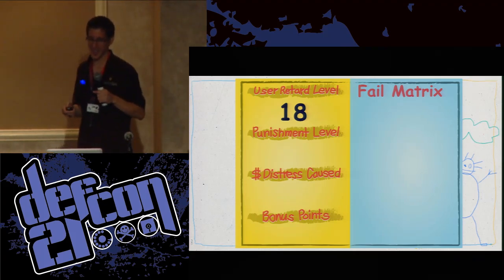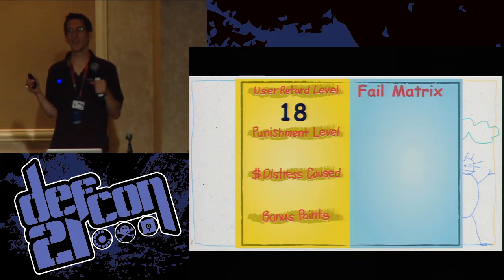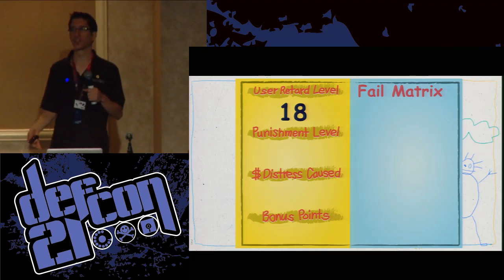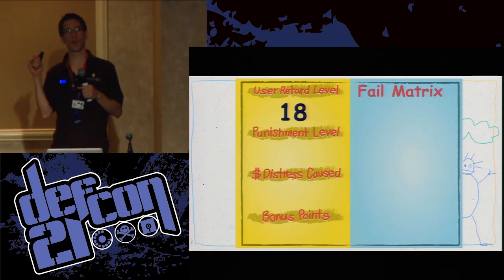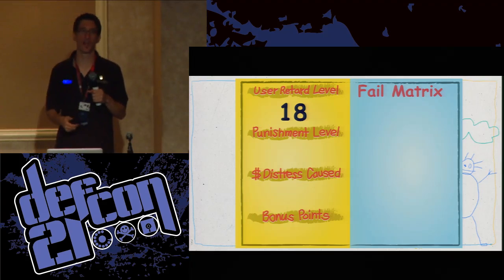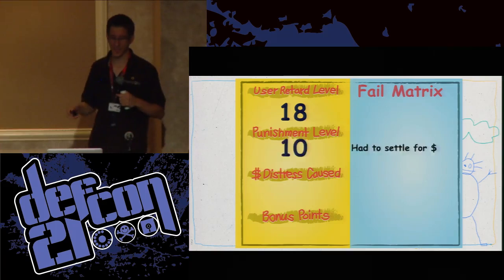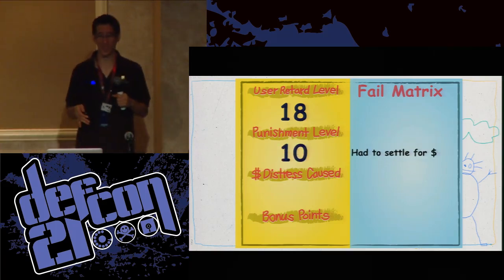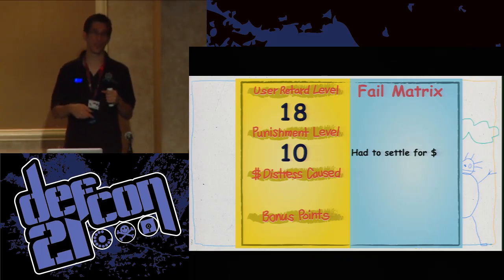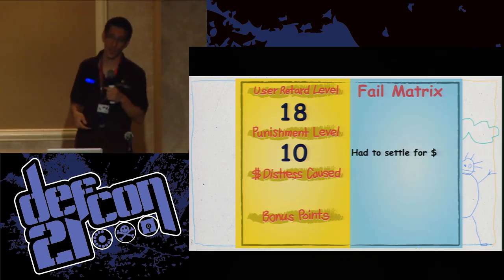Yeah, he got an 18 for user retard level because if you're going to be doing this, don't leave tracks all over your computer. I mean, sure, if you're going to say they're going to be launching this new thing in August next year, that's one thing to say to a person. But if you put together a whole presentation about the thing, that's fail. It's fail. Punishment level is a 10 because he had to settle. He was obviously in breach of his NDA from the old company.